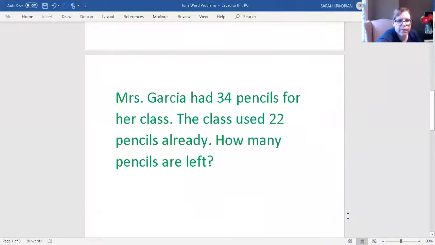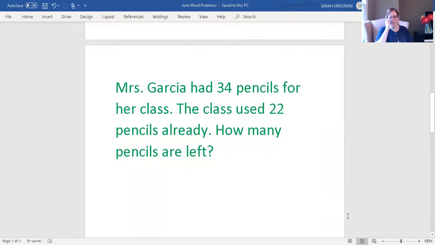I'm going to erase my board here again. And let's look at another word problem with subtraction. So I'm going to share my screen again. And let's go to the next story problem. So we're going to move down and let's read this one together. It says, Mrs. Garcia had 34 pencils for her class. The class used 22 pencils already. How many pencils are left?